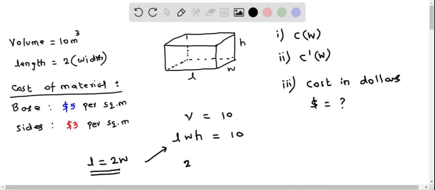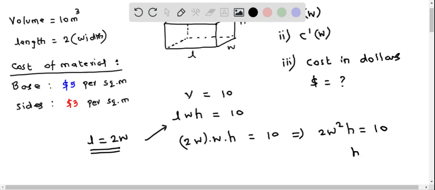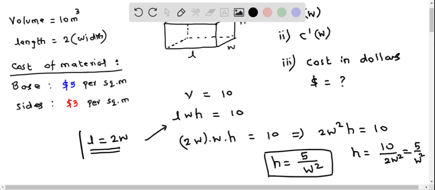So if I substitute L equal to 2w, I get 2w times w times h equal to 10. Now let me solve for h from this equation. So 2w square h equals 10. Now I divide both sides by 2w square. So I get h equal to 10 by 2w square, and this is equal to 5 by w square. Basically h is 5 by w square, and we also know that length is 2w.